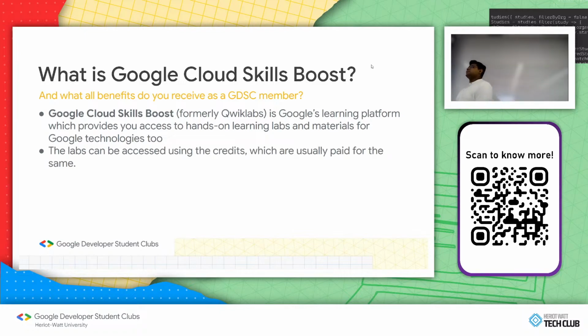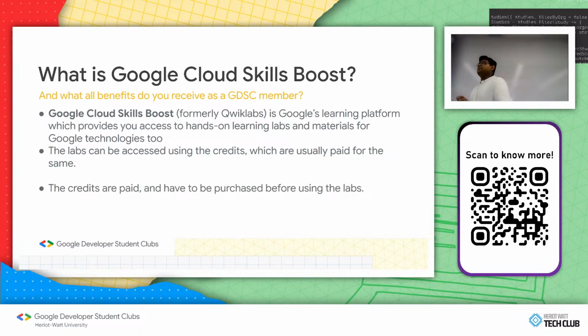Usually the payment system in this is via credits, which you have to pay on a certain level, say 50 credits on a per dollar basis. Most of these have to be purchased prior to using the lab. So maybe the introductory or basic labs or quests would be 1 credit per session. Maybe the more advanced ones could be up to 4 to 5.